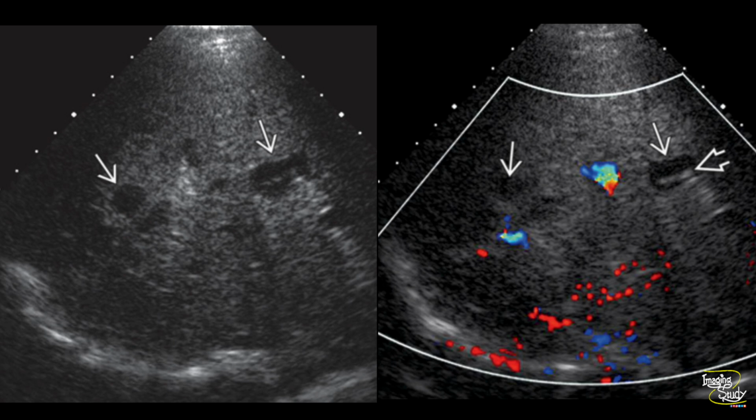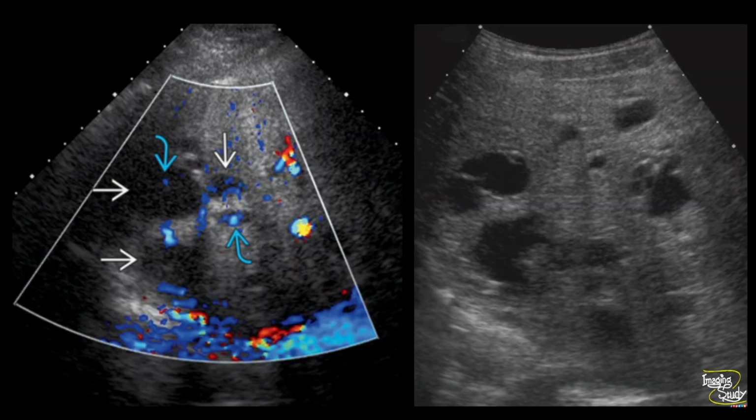Another patient with Caroli disease showing multiple dilated intrahepatic ducts. This is the echogenic septum traversing the dilated bile duct lumen, dividing it into two parts. This is a common finding that we get in Caroli disease. Here is the central dot sign. You can see multiple dilated intrahepatic biliary tree with a central portal venous flow.